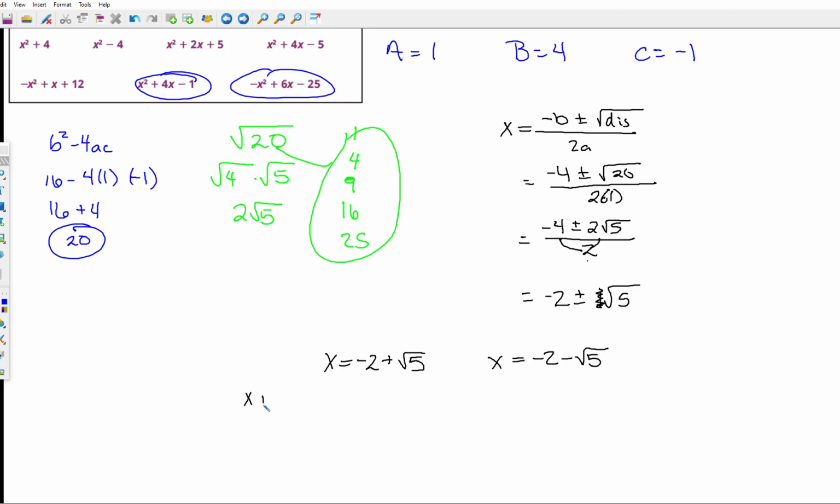And so we have x plus 2 minus the square root of 5 equals 0, and x plus 2 plus the square root of 5 equals 0. So those are our factors.